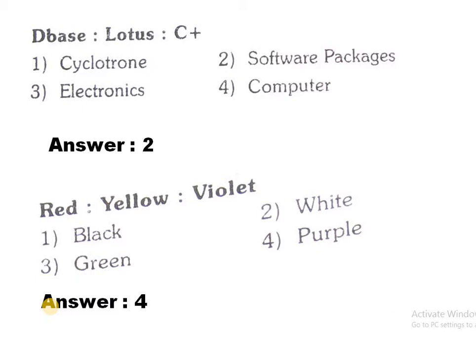So the answer is two. Now the next question is red, yellow, violet. You have to think about both the question and the options given. Look into both carefully so that you can select the answer clearly. VIBGYOR, we know, is the rainbow colors. In that sense, all the colors come except purple. So black, green, white, violet, yellow, red, all are rainbow colors. The odd one here is purple. So in that sense the answer is 4, purple.